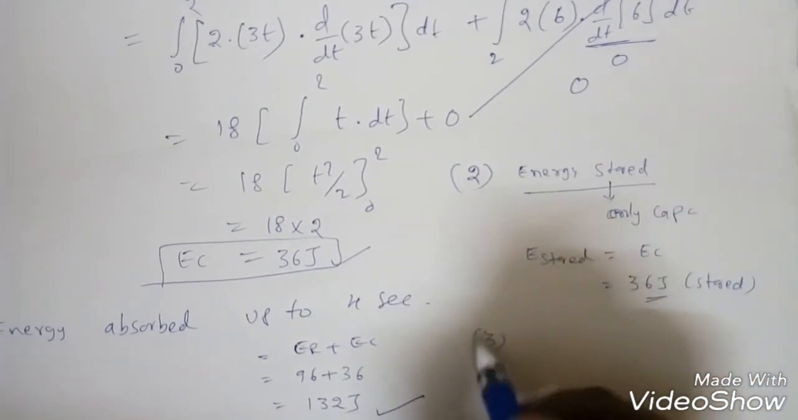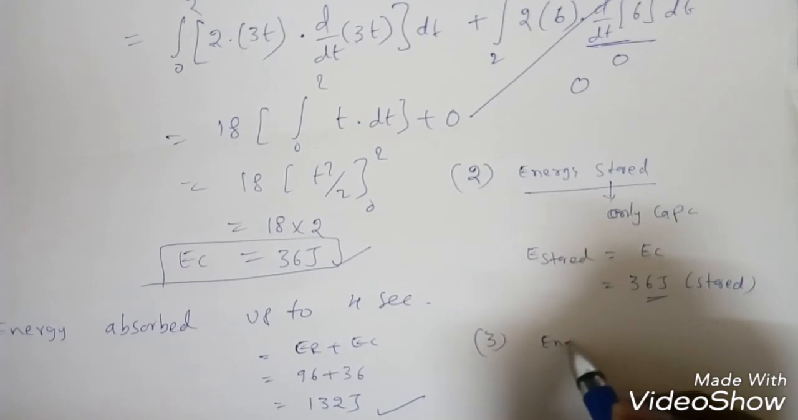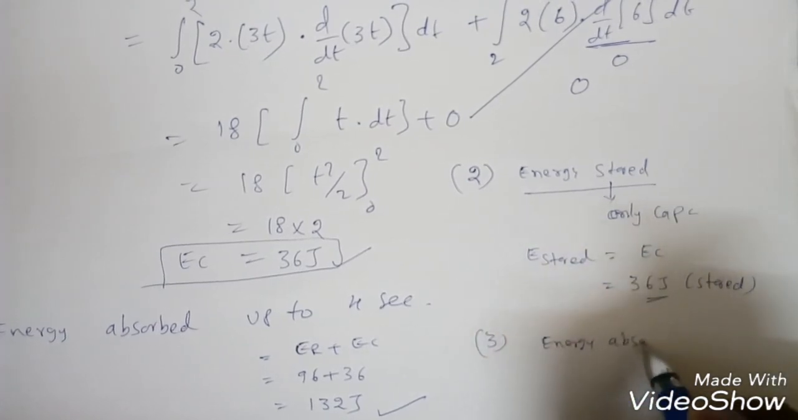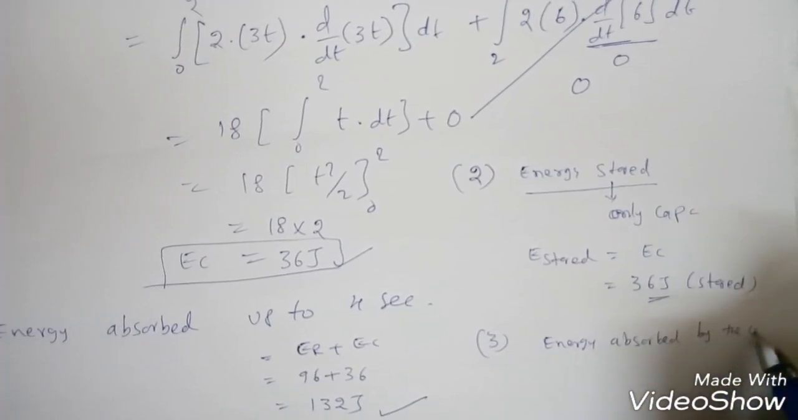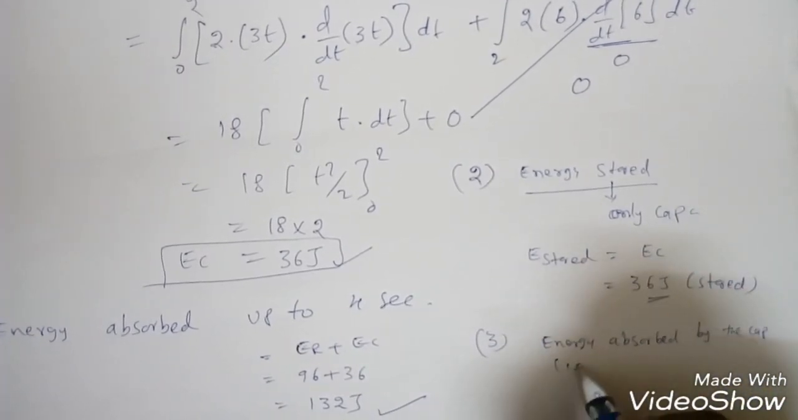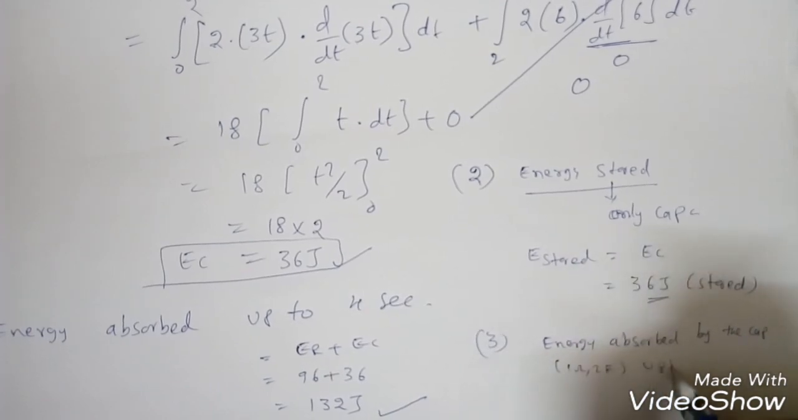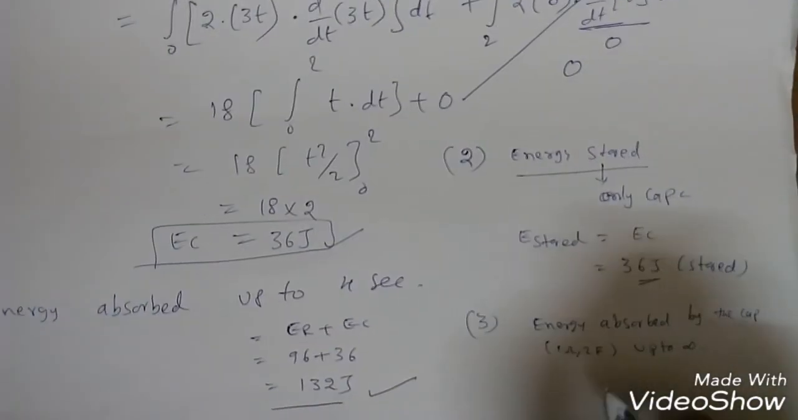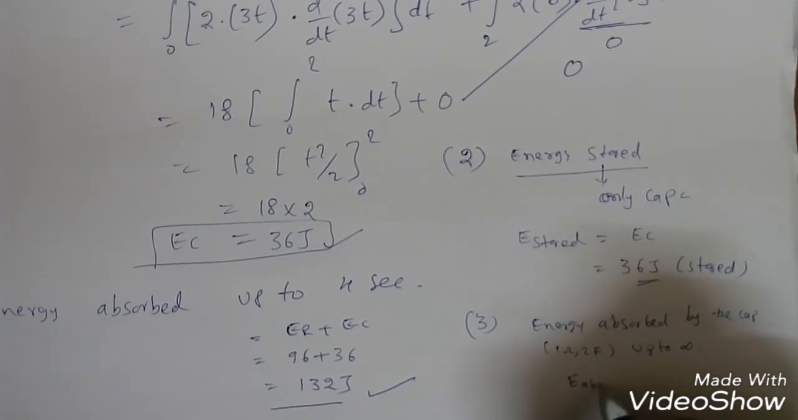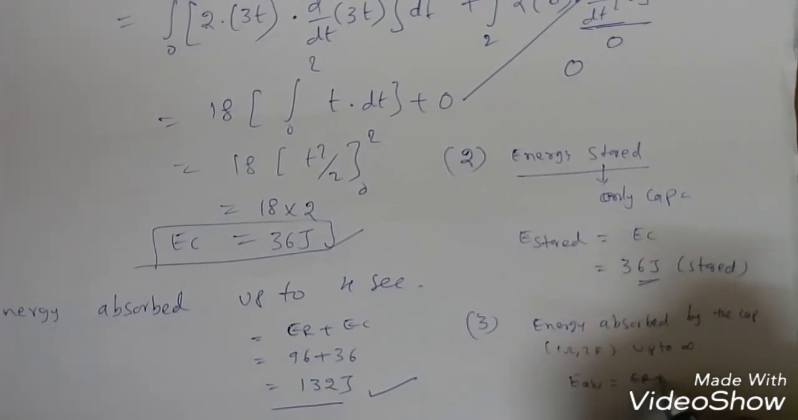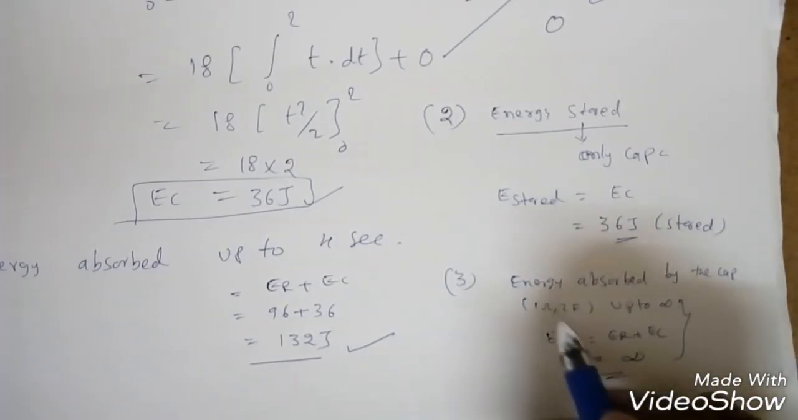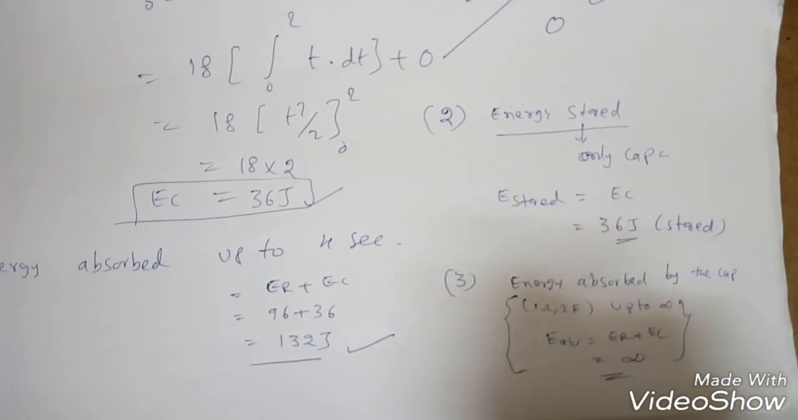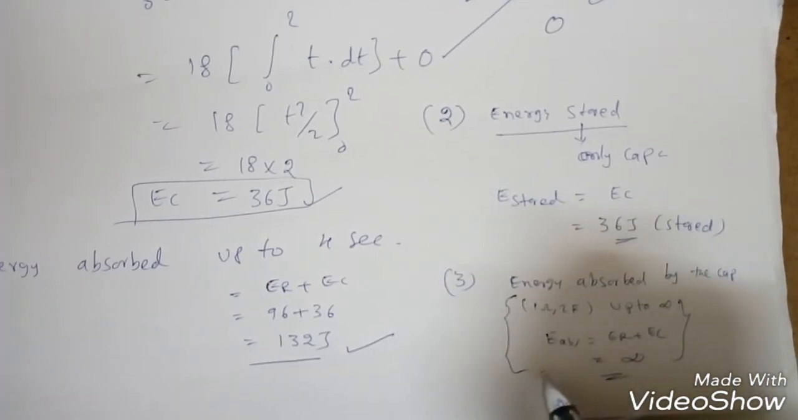If I ask the third question, what is the energy absorbed by the capacitor, with 1 ohm and 2 farad, up to infinity? You have to prove that the energy absorbed is equal to ER plus EC, and it will become infinity. We already proved this for the inductor, so you can prove it for the capacitor also. You have to do that on your own.